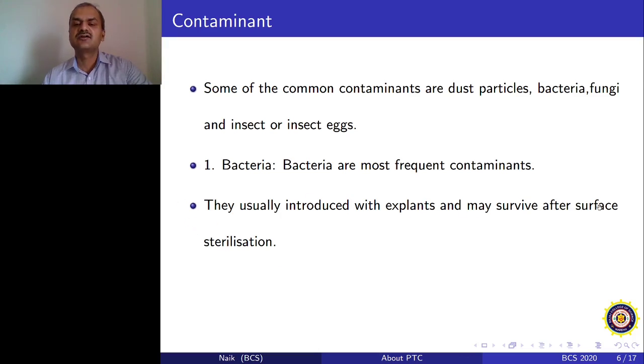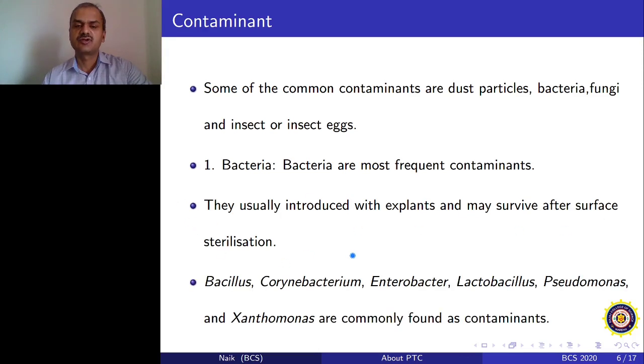You have to simply discard those tubes where you have a bacterial contamination, unless your goal is to isolate bacteria from these particular leaf associated explants, or explant associated bacteria, and then that's a different objective. Now the bacteria which are commonly found are Bacillus, Corynebacterium, Enterobacter, Lactobacillus, Pseudomonas, and Xanthomonas. These are the commonly found bacterial contaminants in the first stage of tissue culture, which is surface sterilization of the explant.